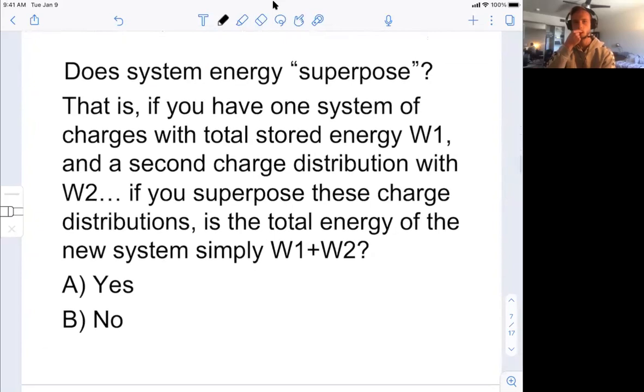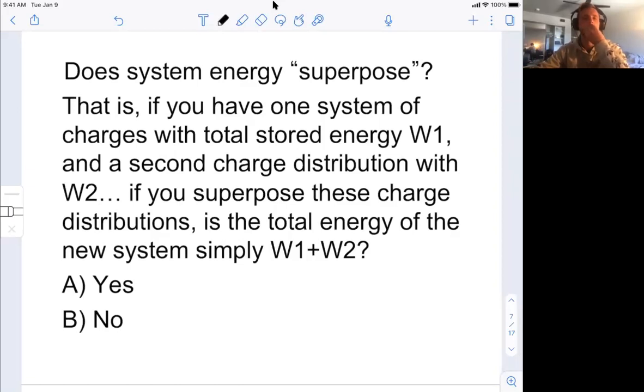How about this question? We talked about how potentials obey the superposition principle very nicely, right? V1 plus V2, you add them like scalars. Electric fields obey superposition like vectors, you can use vector addition. How about system energy? If you have one system that stores energy W1 and a second system with energy W2, and we have both of them together, do I end up with W1 plus W2? I will let you discuss this.